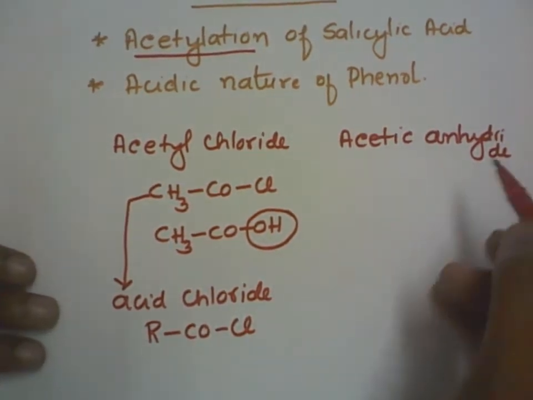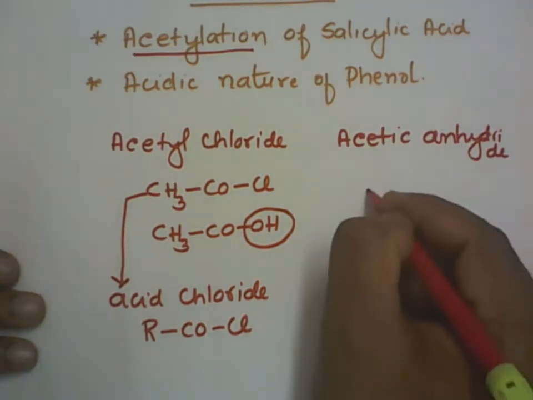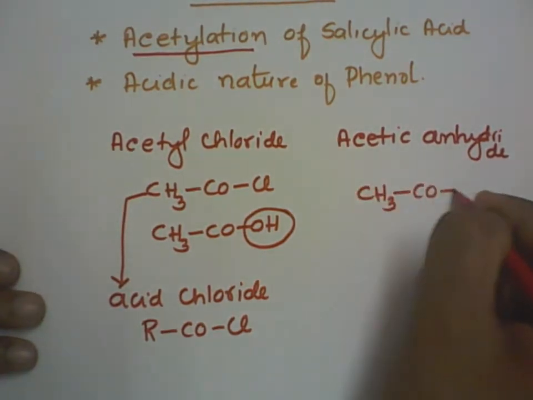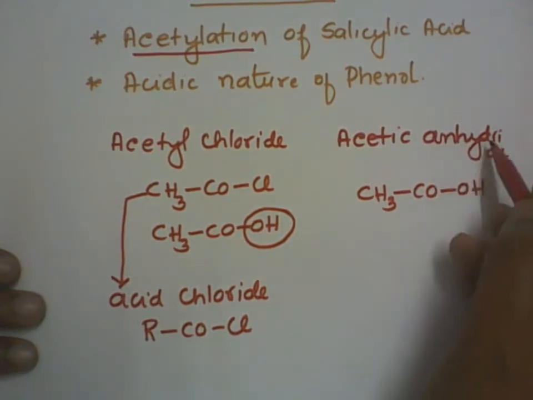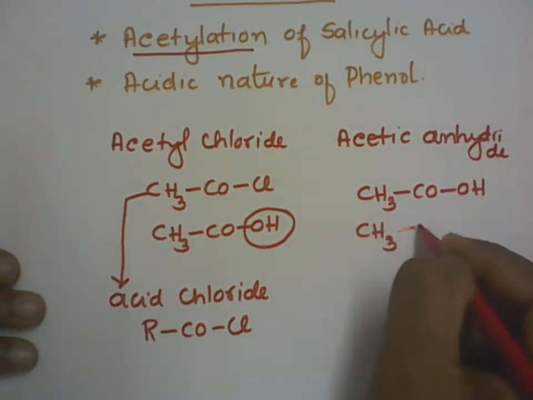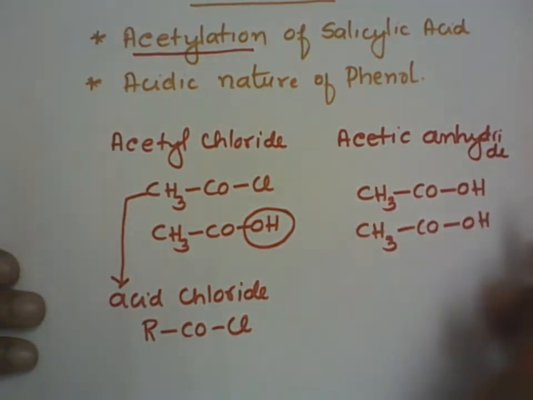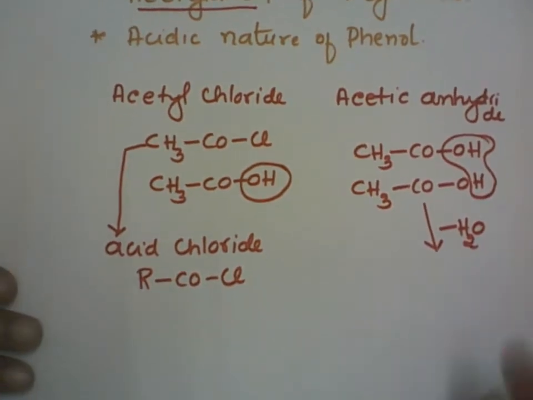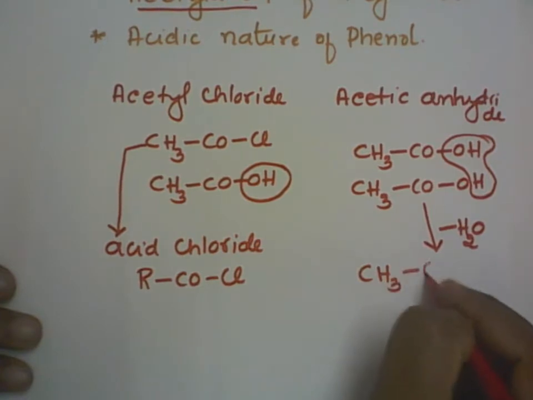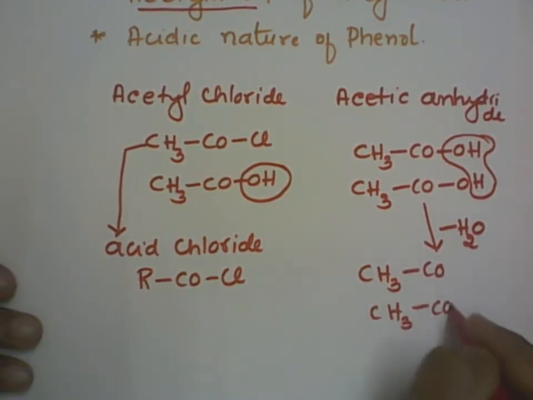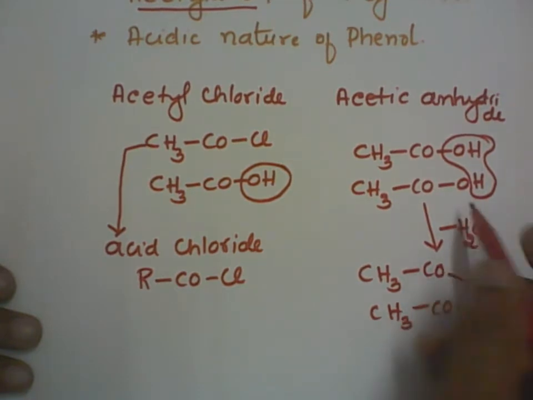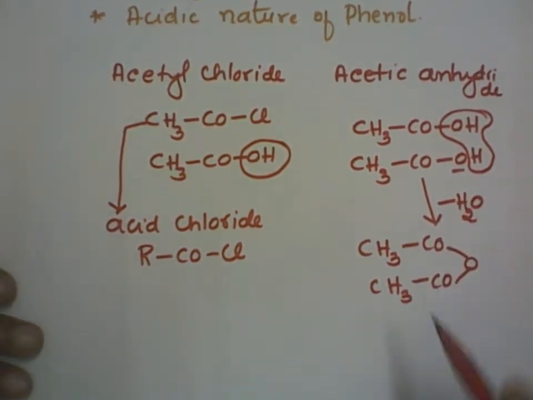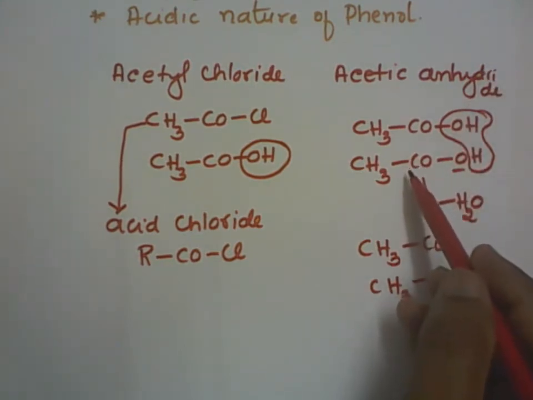Now what is acetic anhydride? Acetic anhydride is obtained from acetic acid, CH3COOH. Hydro means water, anhydride means without water. So take two molecules of acetic acid and remove one water molecule. Dehydration takes place, water is lost, and we get the anhydride. The remaining part is CH3CO twice, attached through the remaining oxygen. So this is acetic anhydride obtained from acetic acid.